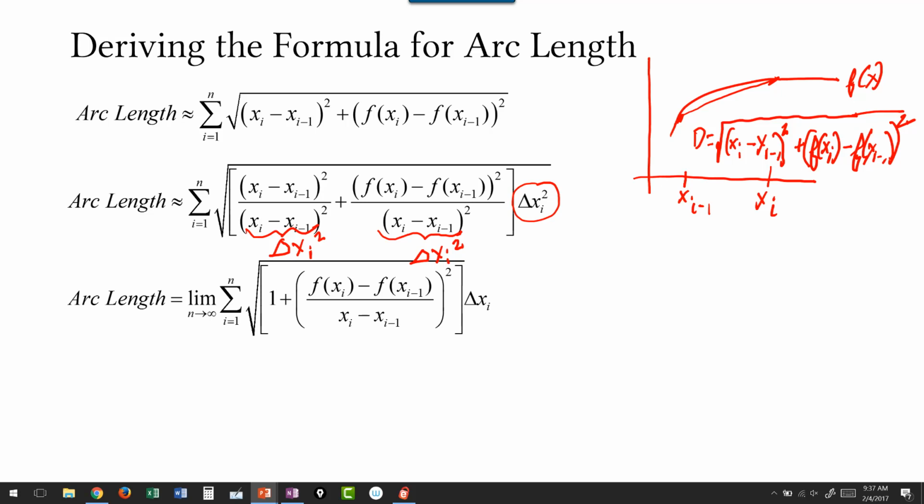Now we have to recognize that underneath the square root, the first term is just 1 because it's delta xi squared over delta xi squared. And in the second term, I'm going to bring everything inside the square. So instead of the numerator squared over the denominator squared, I have the fraction squared. The delta xi, notice, has been taken outside of the square root. So the square root of delta xi squared is just a plain delta xi.